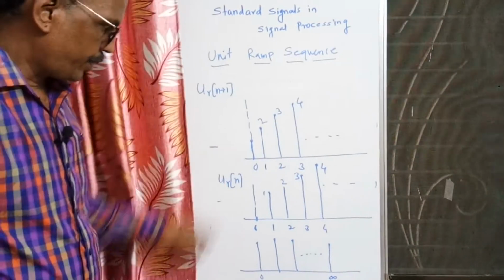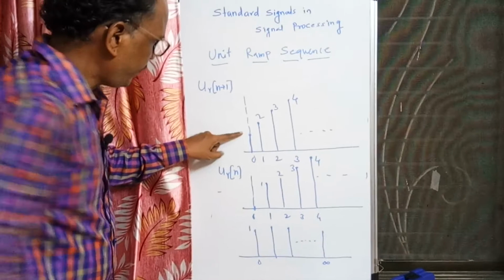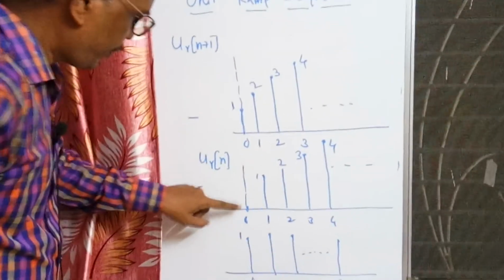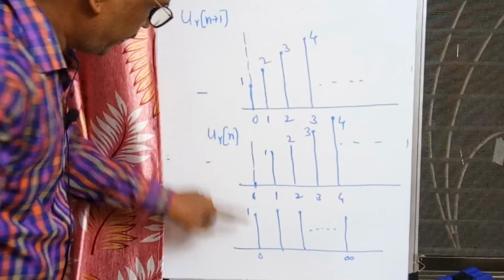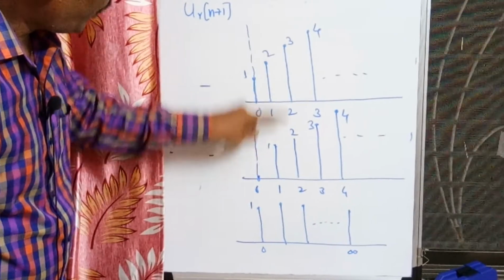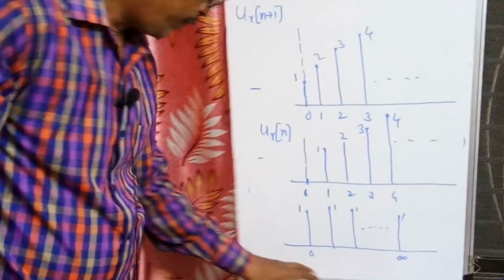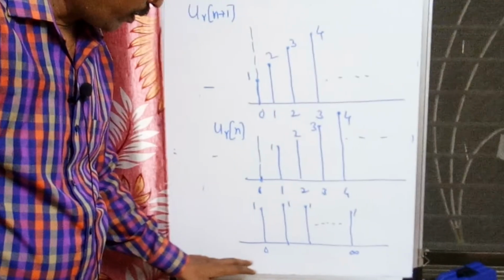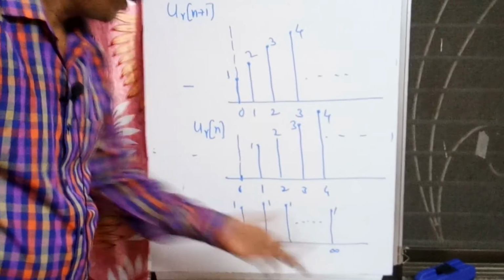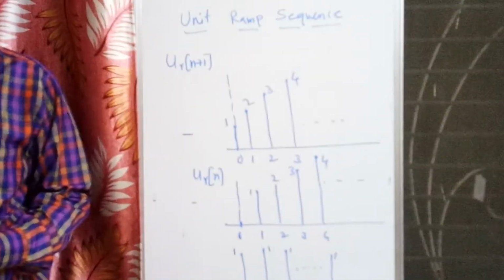If you see the difference from 0 to infinity, at 0 it is 1 minus 0, which is 1, then 2 minus 1 is 1, 3 minus 2 is 1. So all are 1 1 1. A signal having amplitude 1 from 0 to infinity is the unit step sequence or unit step signal.